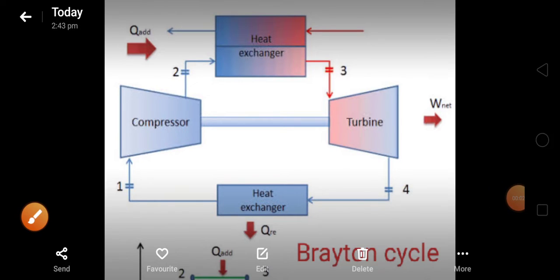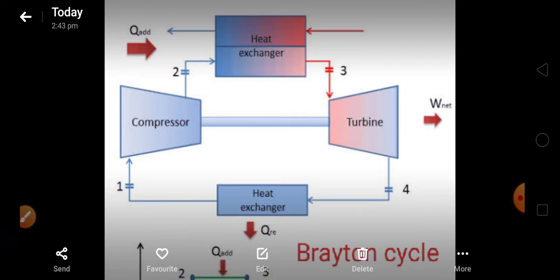Dear students, in the last 3 video lectures we have discussed Otto and diesel cycle, but in this video lecture we will discuss the Brayton cycle. Brayton cycle is also one type of gas power cycle. It is mostly used in gas turbine power plants.